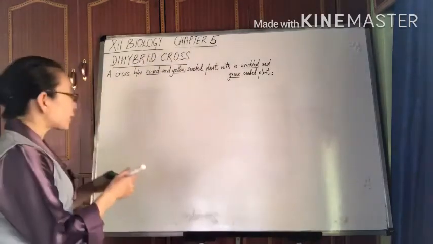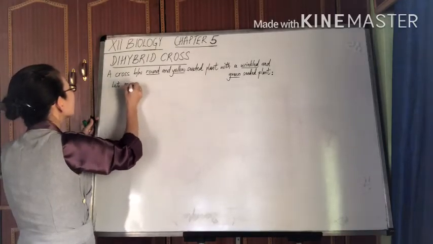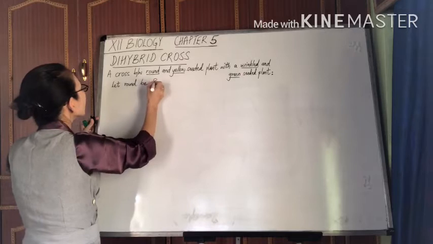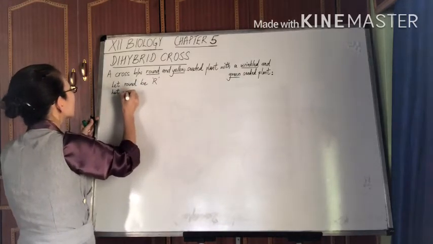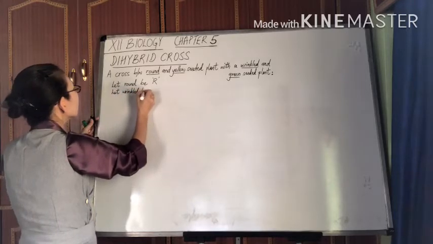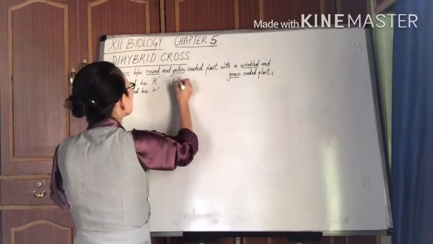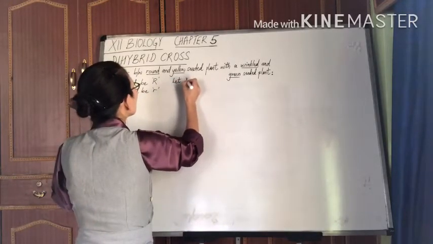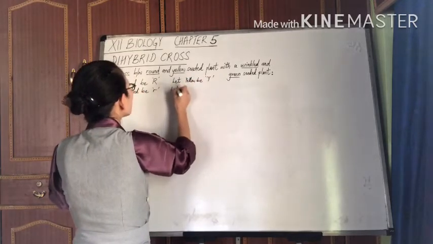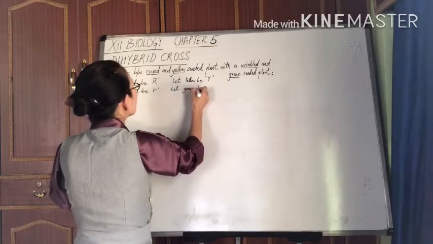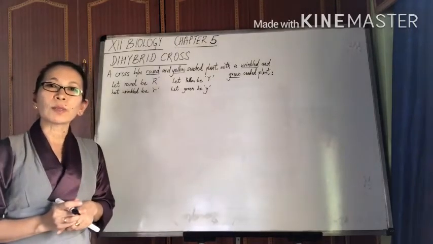So uppercase letters are to be used for dominant factors and lowercase letters are to be used for recessive factors. So let's first write down the letters for the traits. Let round be capital R, let wrinkled be small r, right? Likewise, let yellow be capital Y and let green be small y. So I finished assigning the letters for the respective traits.